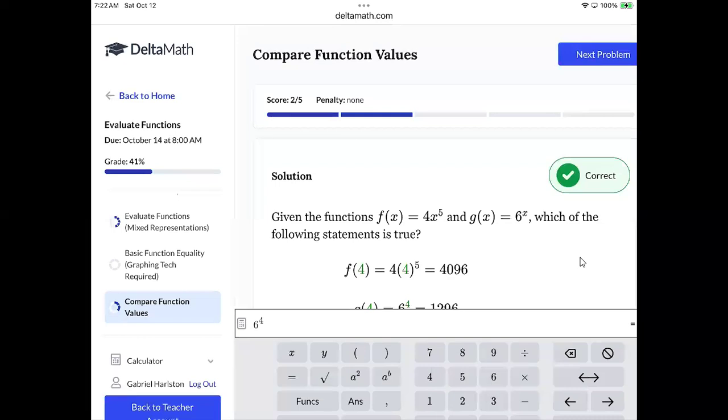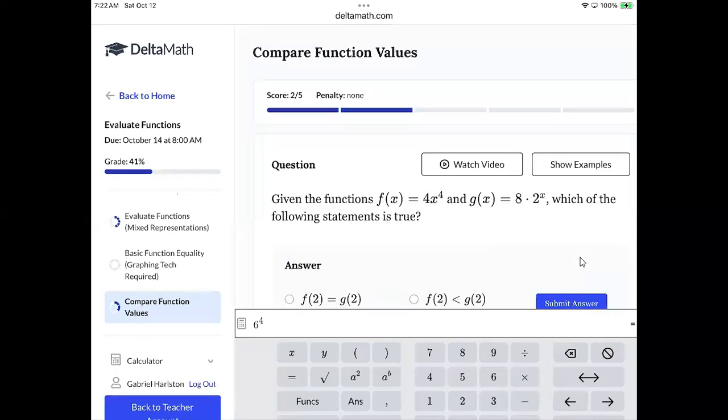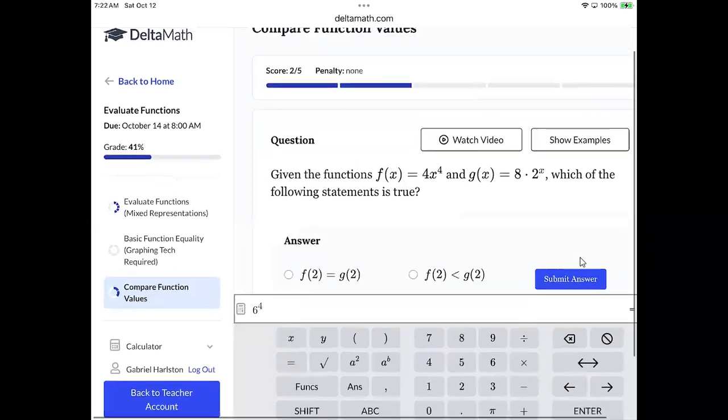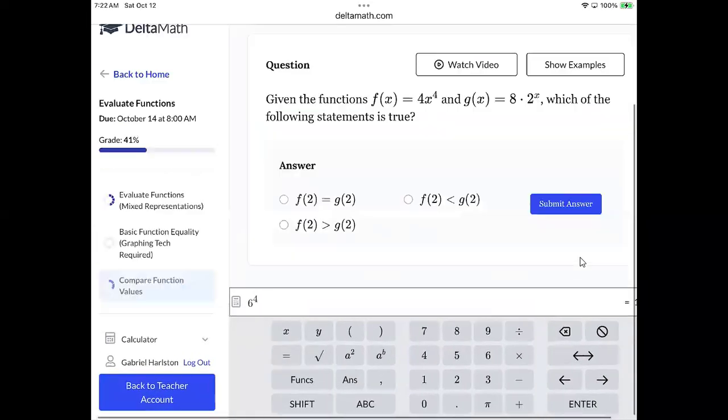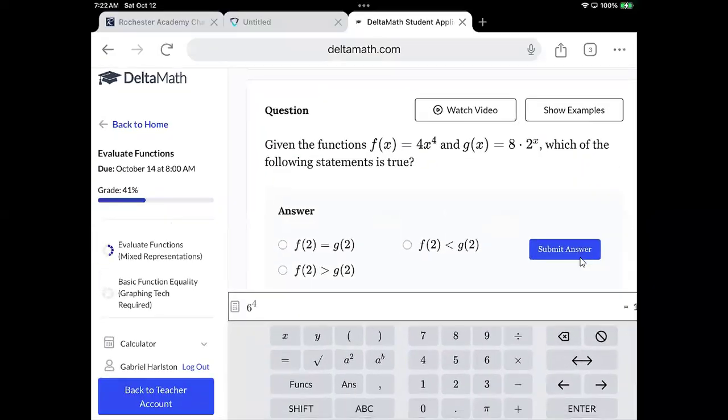And it says nice. All right, so let's do another one. This one, again, we have function f of x, which is 4x raised to the fourth power, and then we have g of x, which is 8 times 2 raised to the x power. And they want to know when the input is 2, which function is bigger, or are they equal?